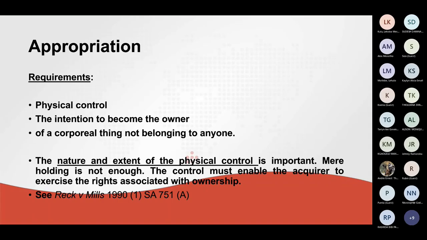So the requirements that need to be complied with for you to acquire ownership of a thing by means of appropriation are that you must have physical control of the thing, you must have the intention to become the owner of the thing, and the thing which you are laying claim on should not belong to anyone.